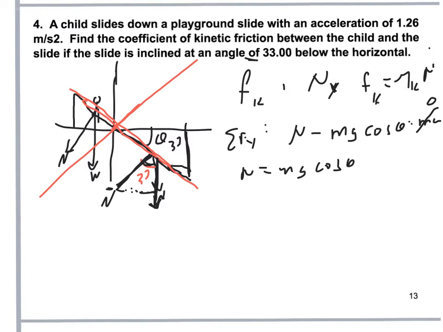So just a recap, ma equals 0 because there's no acceleration in the y direction. It's all in the x direction. Like we can see right here, the child is sliding down the slide in the x direction. And we want to find f sub k. So this is going to become our first equation. It's our first equation right here.